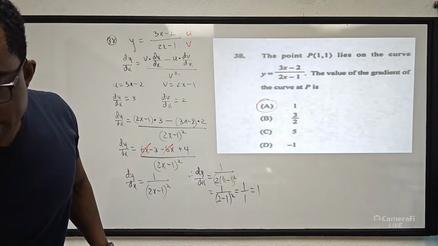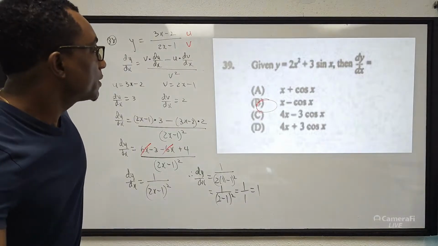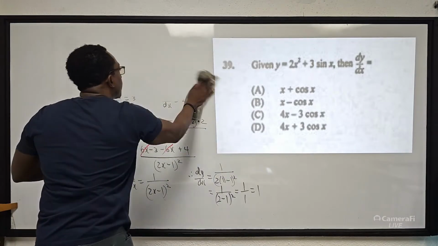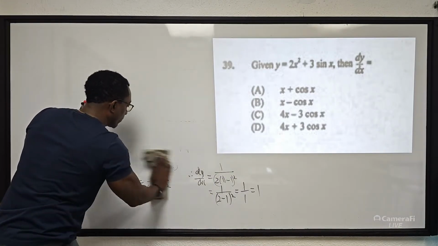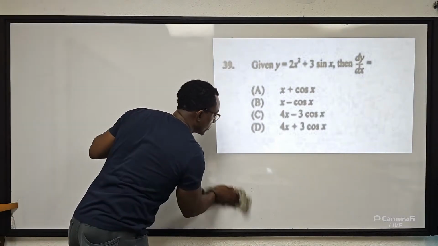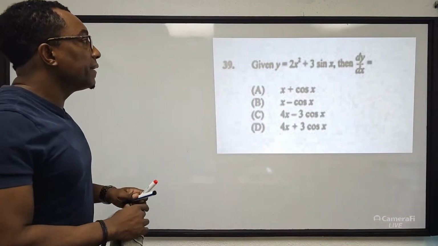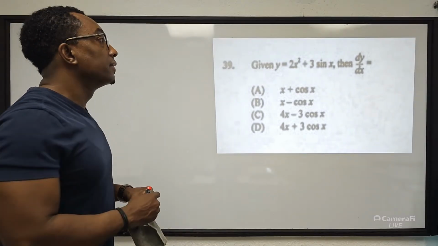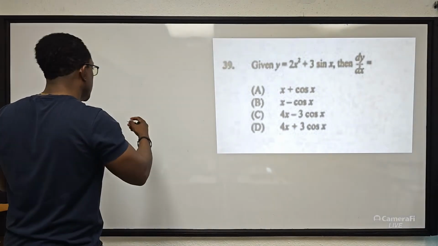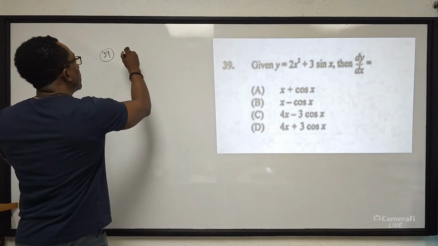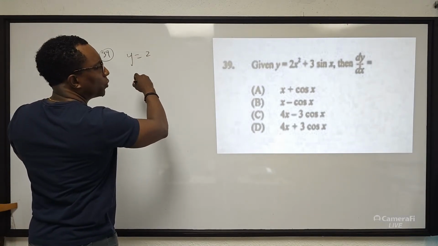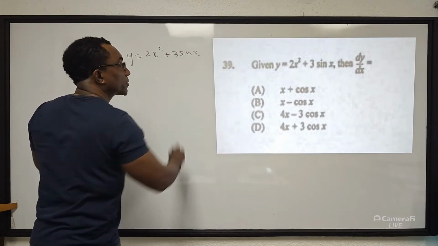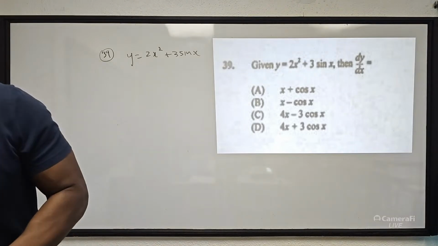Let's look at 39. Given that y is equal to 2x squared plus 3 sine x, then dy over dx is what? So for 39, we have y is equal to 2x squared plus 3 sine x. So you want to differentiate that. Let's differentiate that to see what's going to happen.